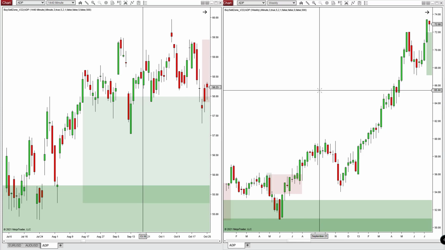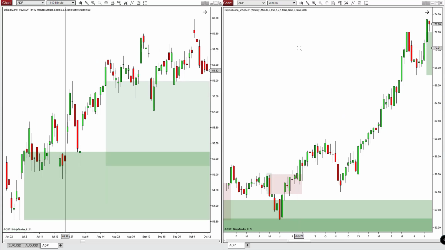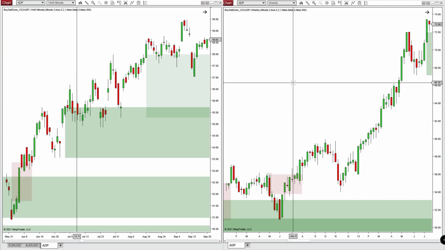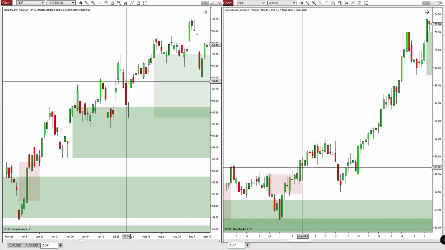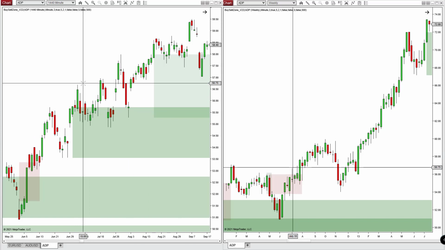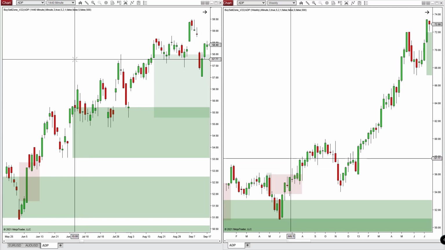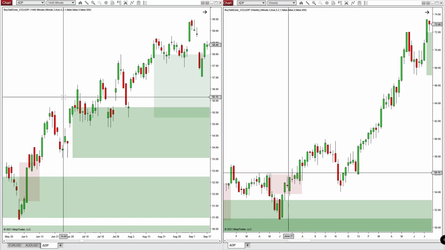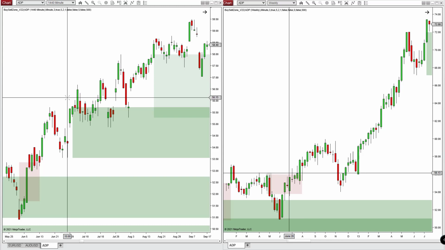So you can see we have two charts. The chart on the right is a weekly chart. This is going to be my high time frame. And then you're going to hear me talk about a trading time frame chart, or TTF. That is going to be my chart on the left. And this is a daily, or a 1,440 minute chart.